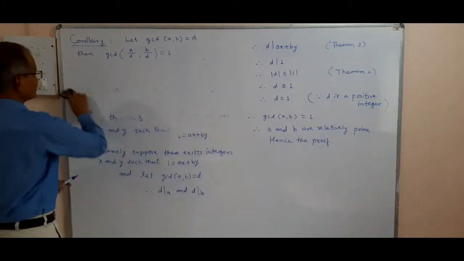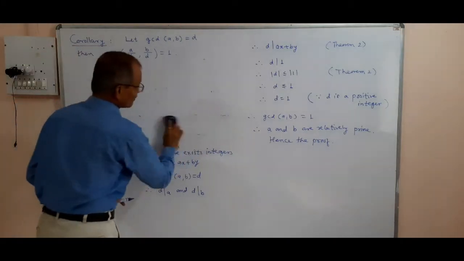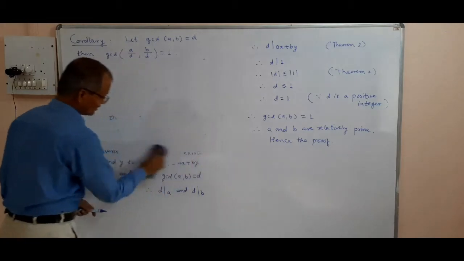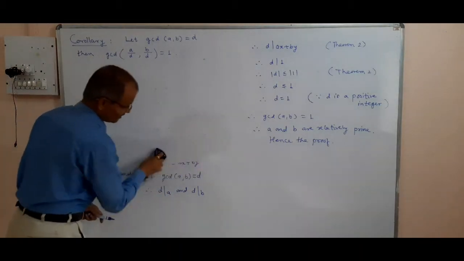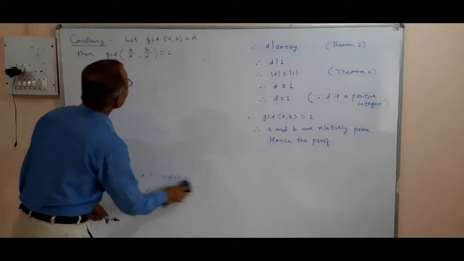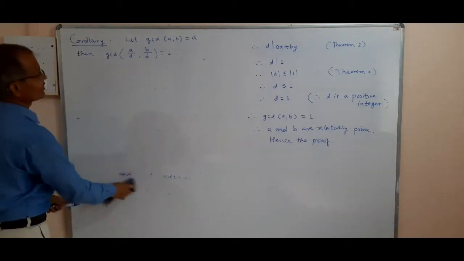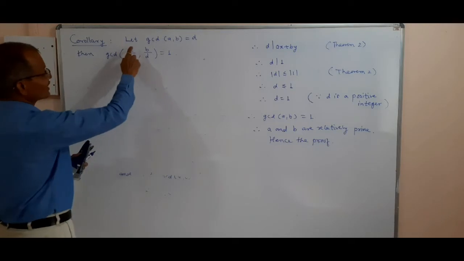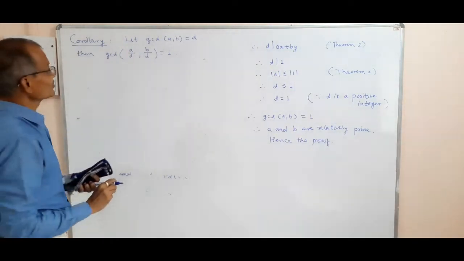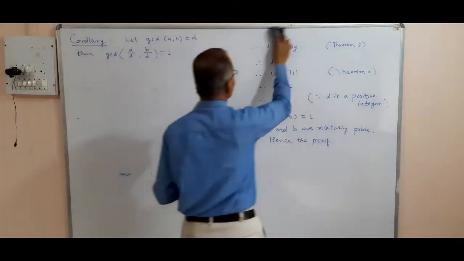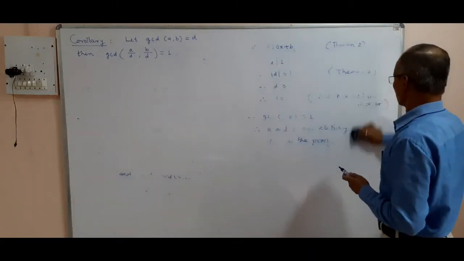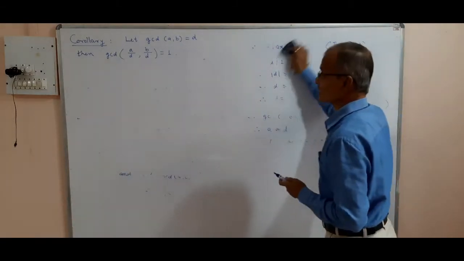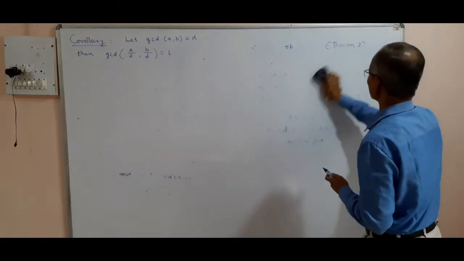So this we shall do. Now we note that this A by D is not a fraction, it is an integer, because D is a divisor of A, means A is a multiple of D. So therefore this is not a fraction. Now we have to prove these are relatively prime. That means A by D and B by D are relatively prime.